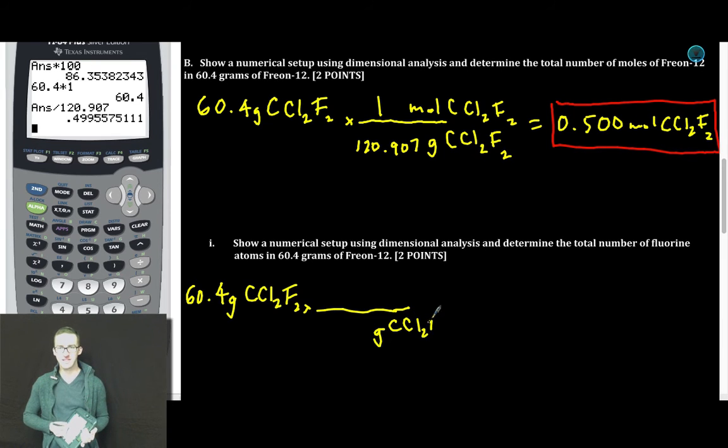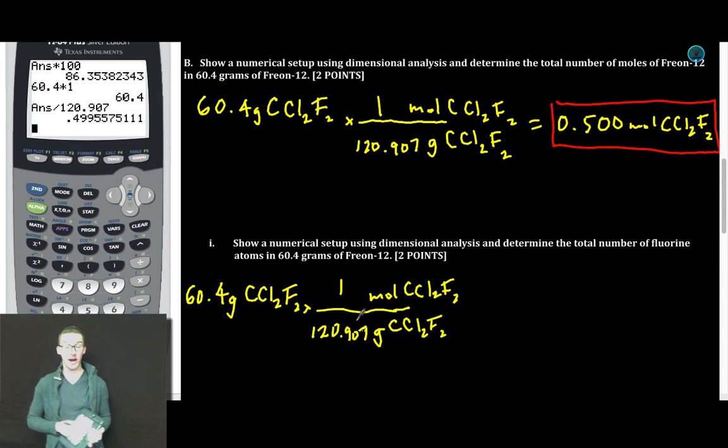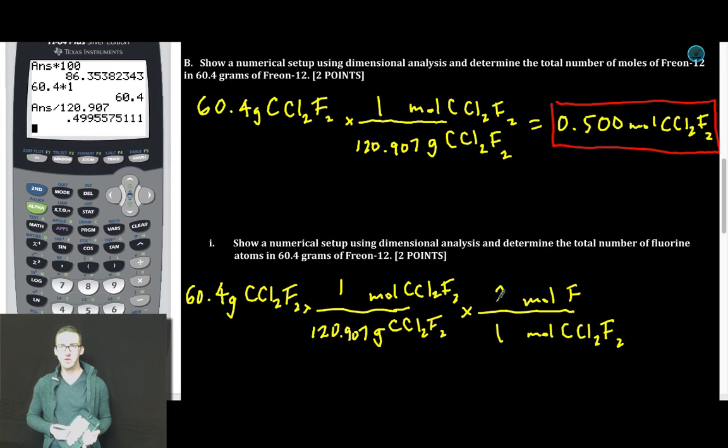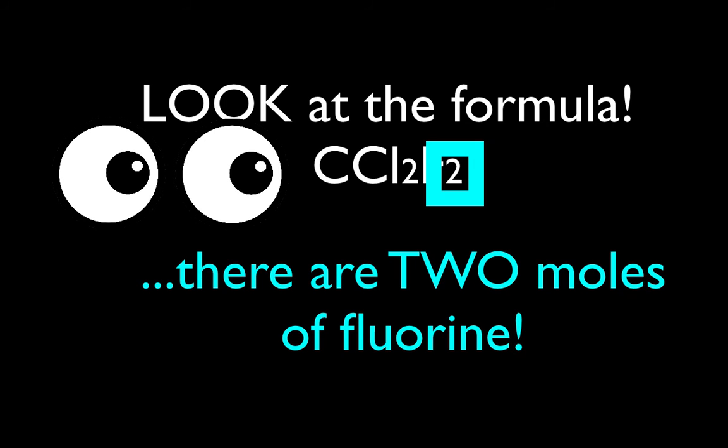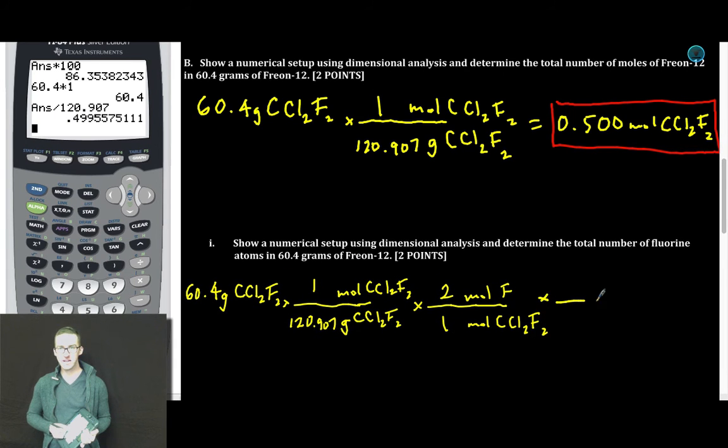I want grams to cancel out. I'm going to convert to moles of CCl2F2. 1 mole, about 120.907 grams. From there, I now want moles of CCl2F2 to cancel, and I'm going to convert to moles of F. For every one of these moles of CCl2F2, there are 2 moles of fluorine. Now, because I want individual atoms, I'm going to cancel out moles of F and convert to atoms of F using, you guessed it, Avogadro's number.